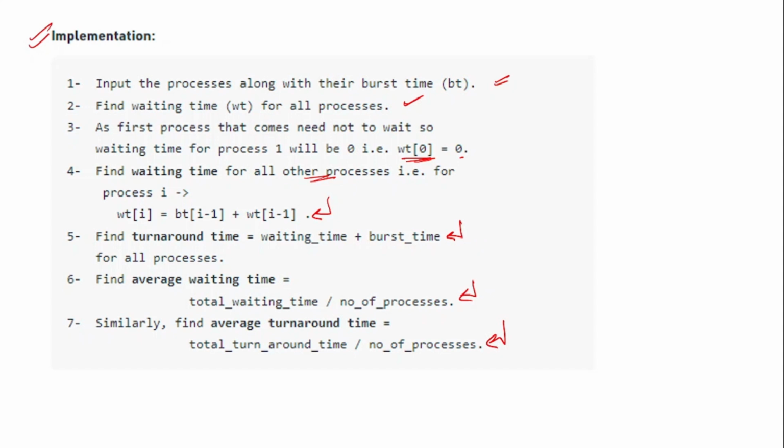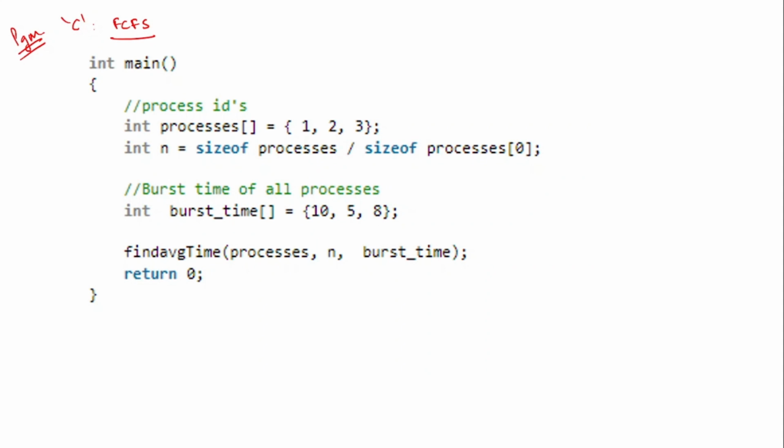Now we'll see how to write the C programming code using this algorithm. Starting off with the main function. This is the main function where your execution will start. Now suppose I have three processes with the IDs 1, 2, 3. So P1, P2, P3 are the three processes with me.